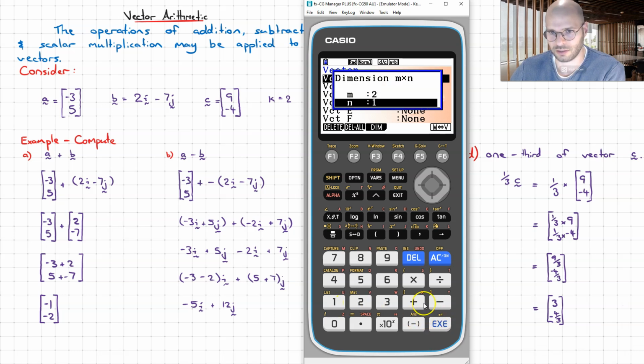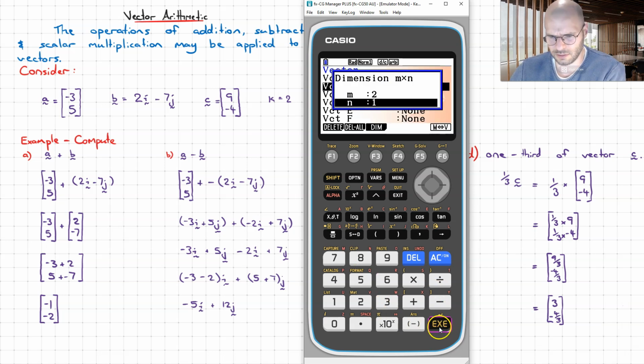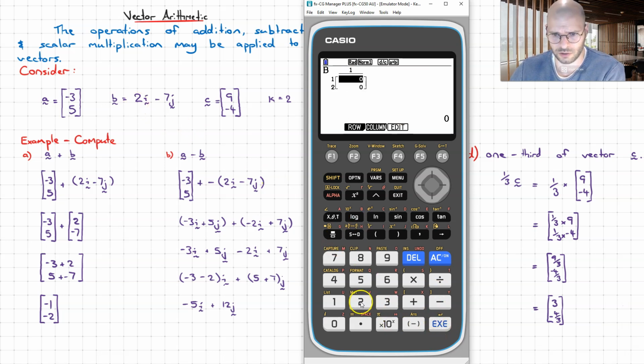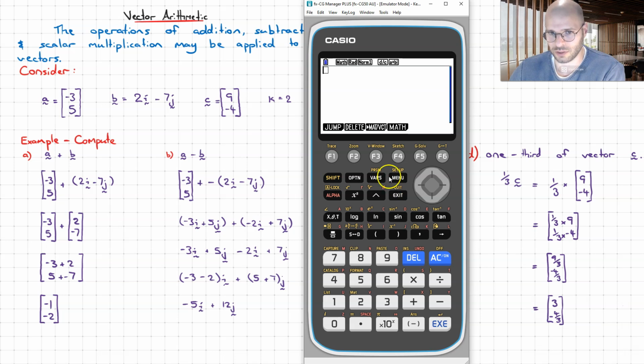A is a 2 by 1. It is minus 3 and 5. Vector B, it's in unit vector form, so I'll convert it into component form. And then vector C. Okay. Now I can't put K in here because K is a scalar value, not a vector. So I'll go exit, and rather to put K in, I'll go 2, and then I'll use this symbol over here, the arrow, go alpha, and then I'll look for K. And K now represents the value 2. So if I go K, there we go, it's 2.